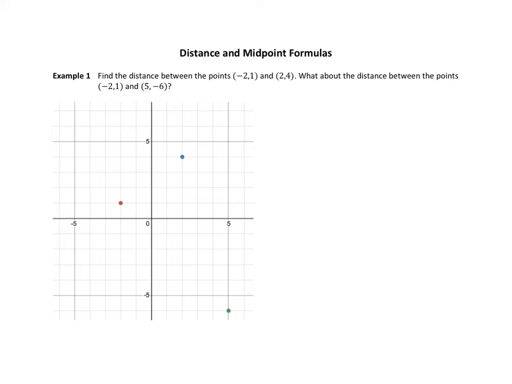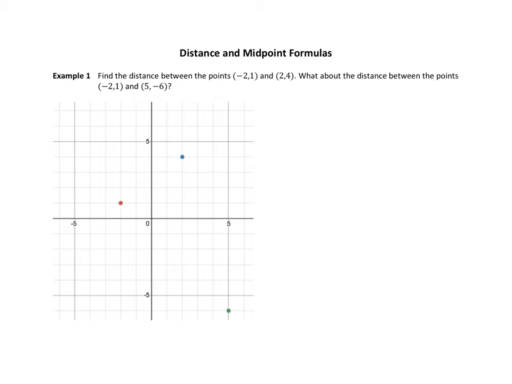In this lesson, we'll go over the distance and midpoint formulas and also talk about the equation of a circle. So here in the xy plane, I have three different points. This is (-2, 1), (2, 4), and (5, -6). I want to find the distance between these 2 points and then the distance between these 2 points.